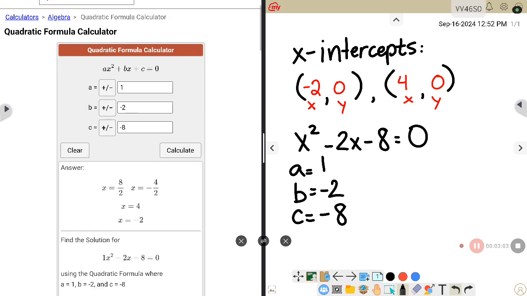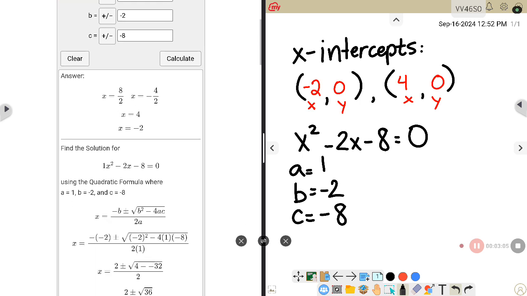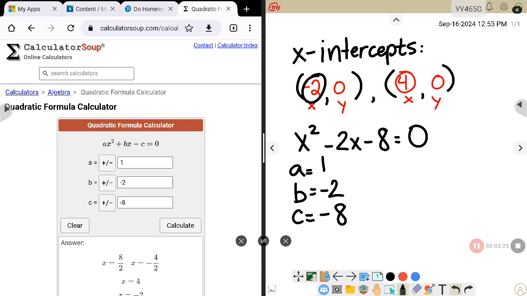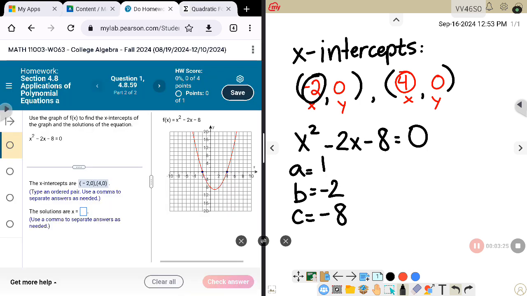Look what the two solutions ended up being. X equals 4 and x equals -2. So you'll notice that the x coordinates of the x-intercepts are the solutions of the quadratic equation.